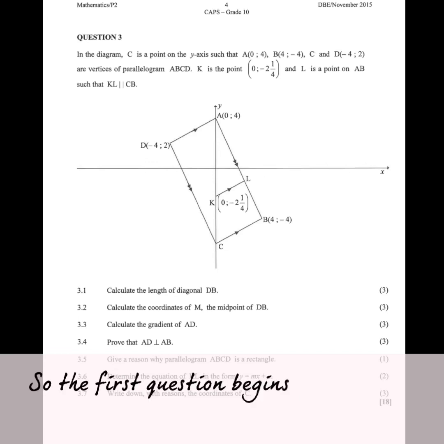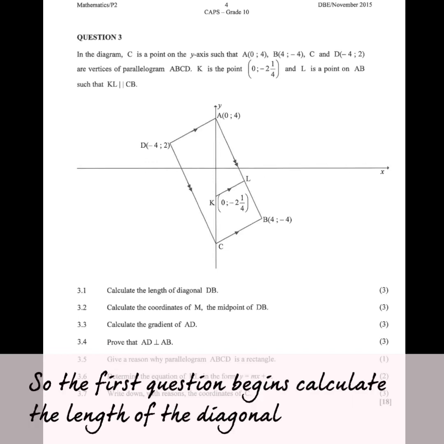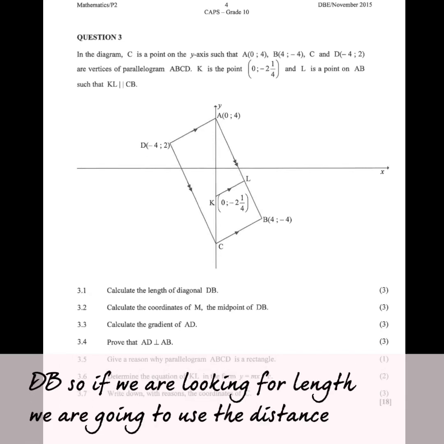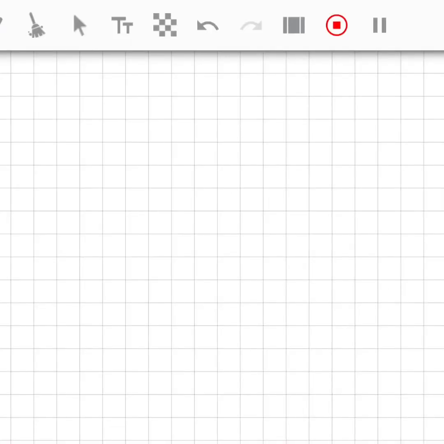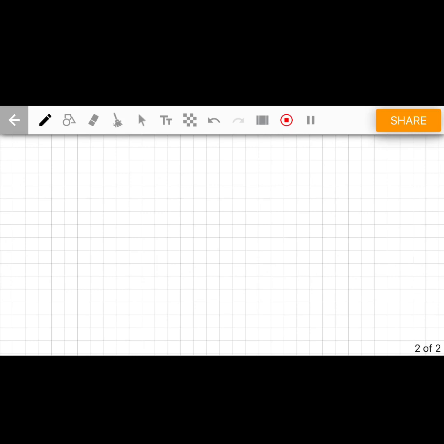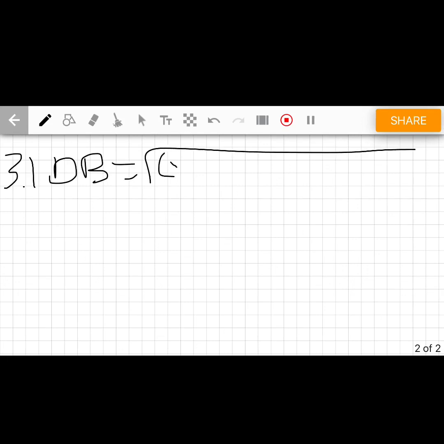So the first question begins, calculate the length of the diagonal DB. If we are looking for length, we are going to use the distance formula. I'm going to use the simplified version to calculate length. So DB equals the root of (x of B minus x of D) squared plus (y of B minus y of D) squared.